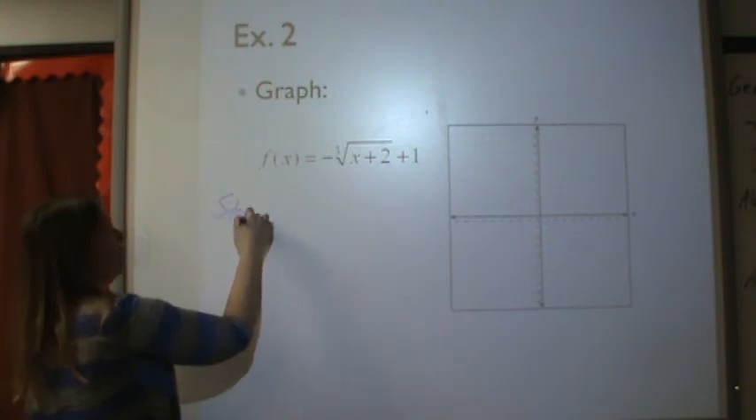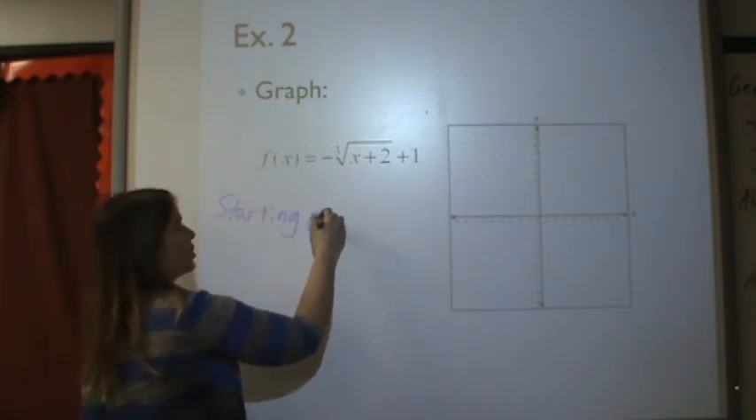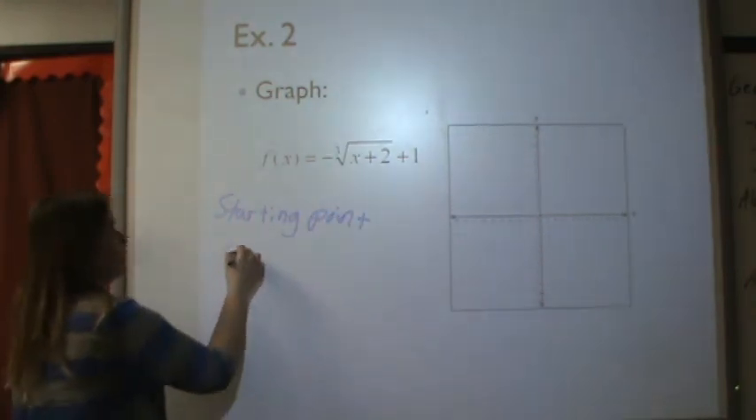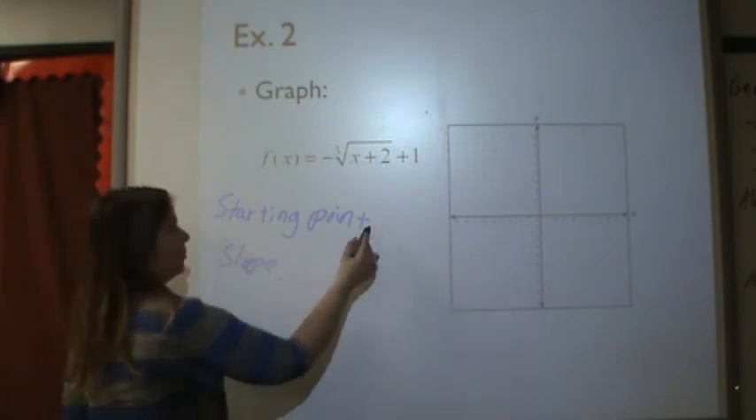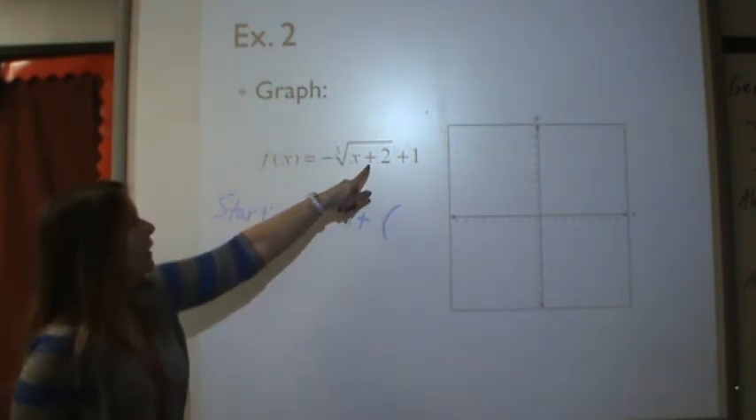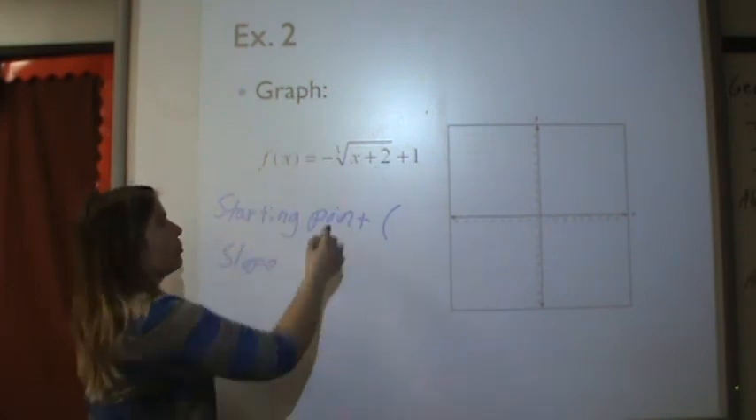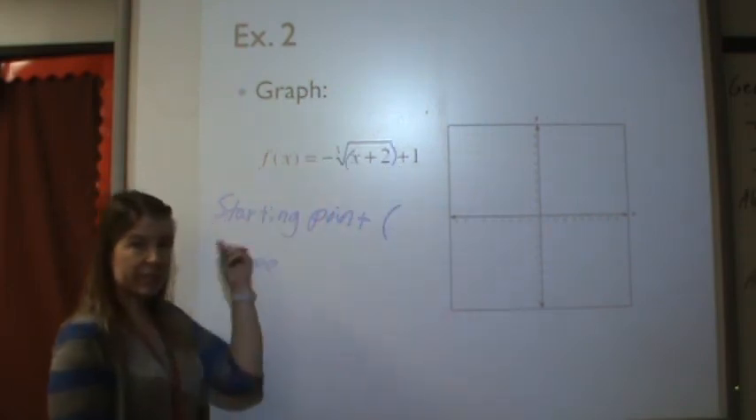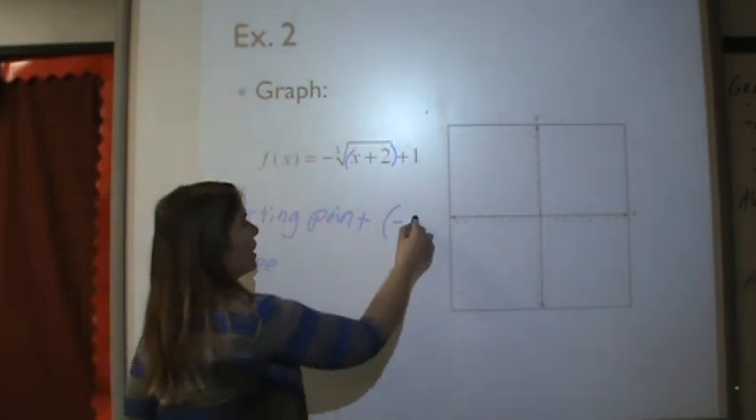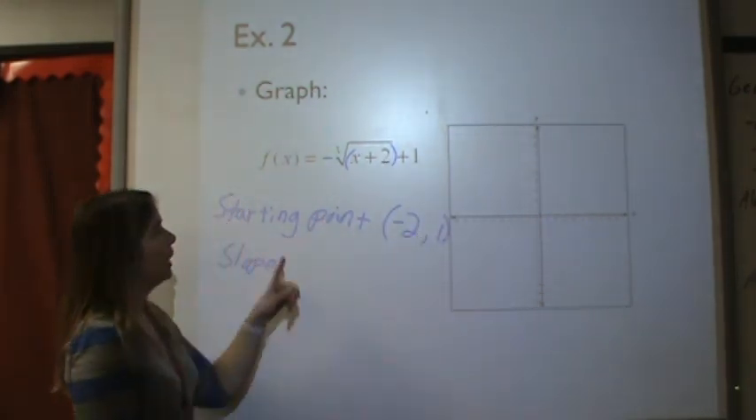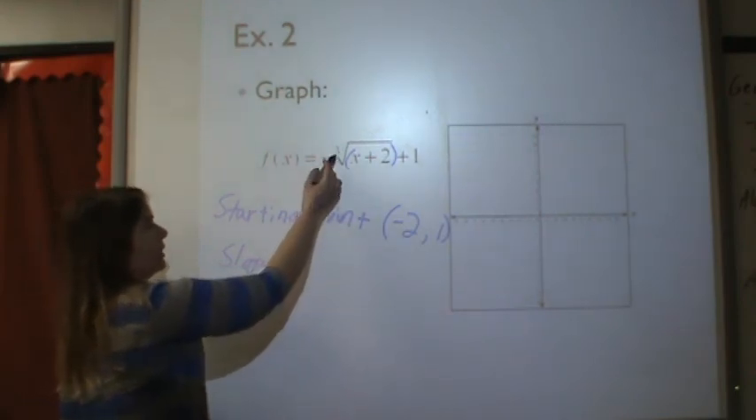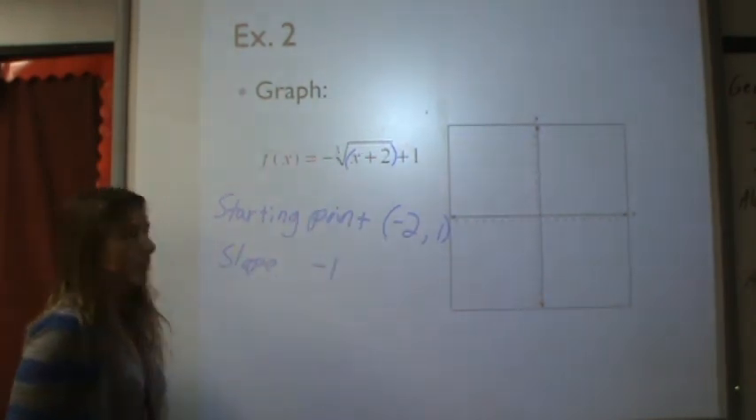Again, our information is the starting point and the slope. So your starting point here, again, whatever number is in the parentheses, we have to change the sign. In this case, it's not parentheses, it is a cube root, but it's still inside. That turns into a -2 and then a 1. And then our slope out here, since we have a negative, is going to be a -1.